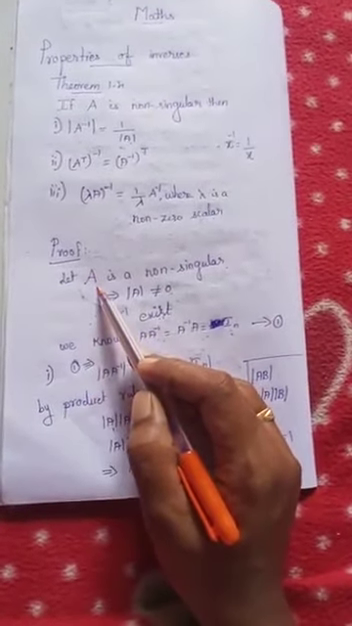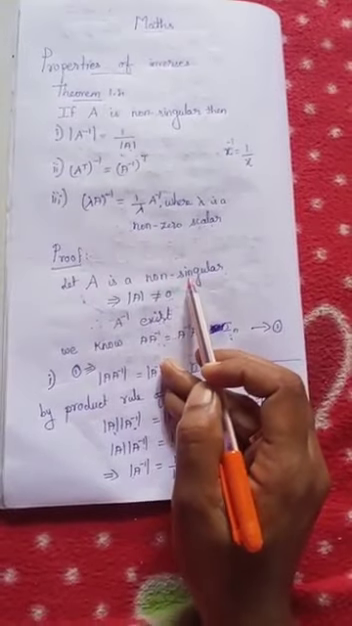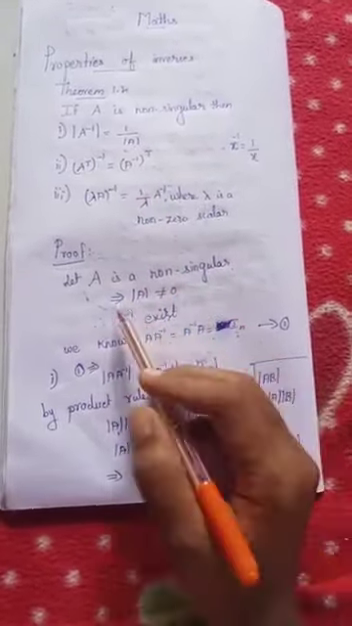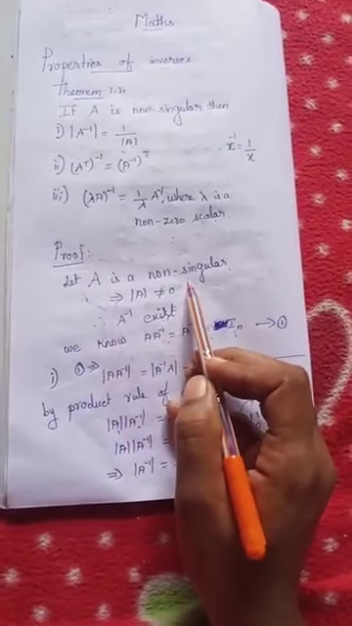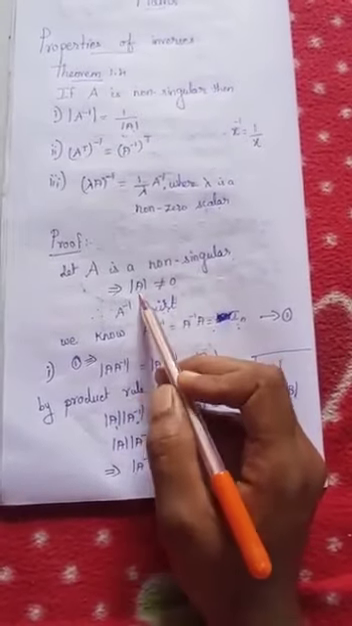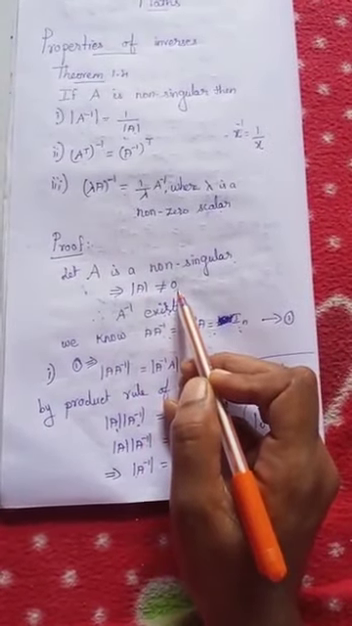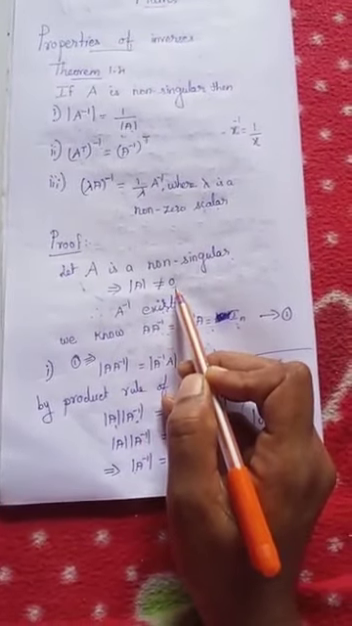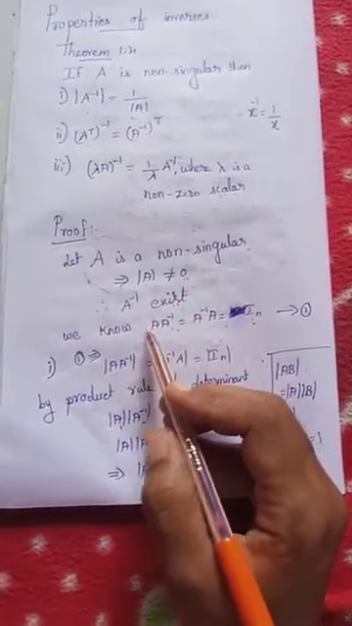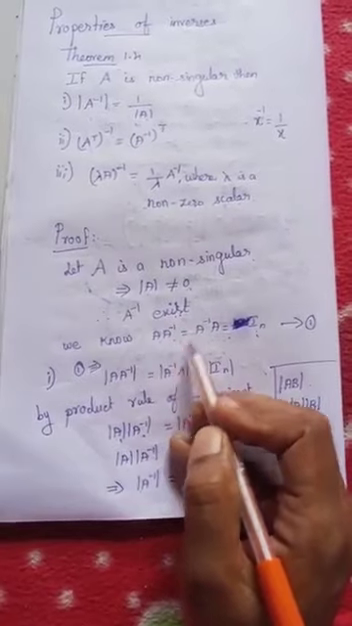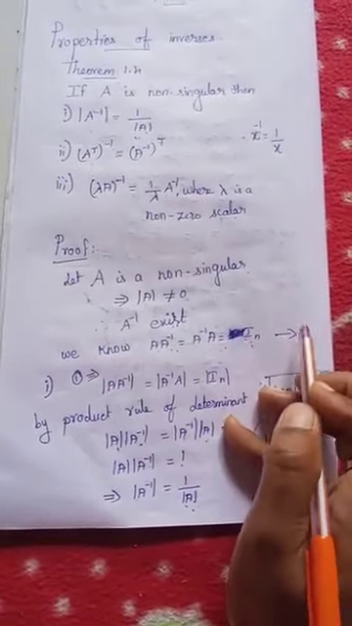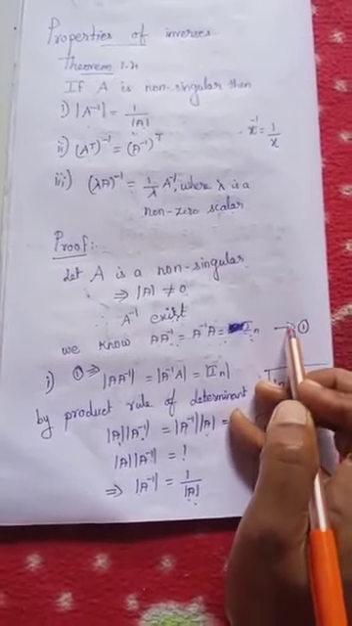Proof. Let A be non-singular, because they have mentioned that A is non-singular, so we too have to take the matrix as a non-singular matrix. We know that if A is a non-singular matrix, the determinant of A is not equal to 0. If determinant A is not equal to 0, then A inverse exists. And we know that A into A inverse is equal to A inverse into A is equal to In. We have taken it as equation number 1.